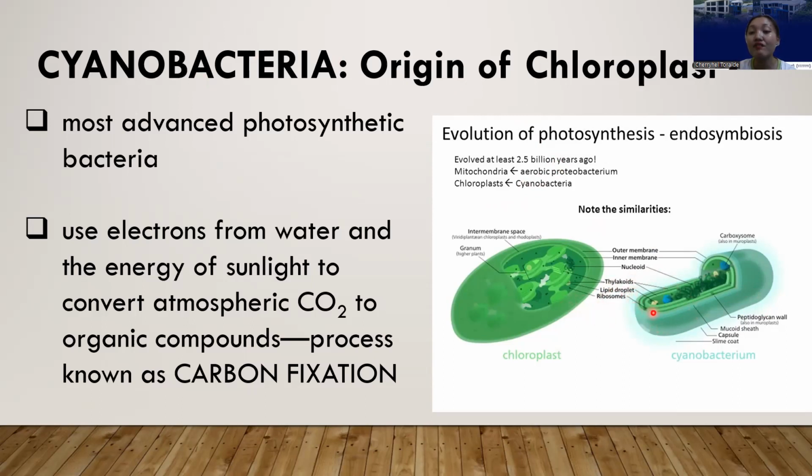This is because they have a lot of similarities. They have the same outer membrane, the same inner membrane, and similar nucleoid or DNA. Just like the mitochondrion, the chloroplast also has its own set of DNA. They have thylakoid membranes and ribosomes. So they have many similarities. Also, when it comes to basic function, the chloroplast is the site for photosynthesis. The cyanobacterium can also photosynthesize. It uses the electrons from water and the energy of sunlight to convert atmospheric carbon dioxide to organic compounds through the process of carbon fixation. So both can photosynthesize in the same membranes.